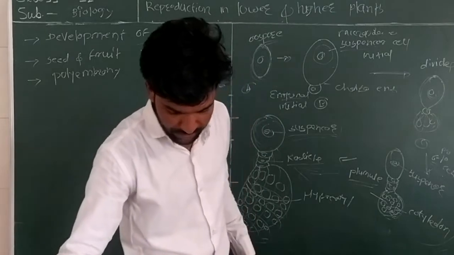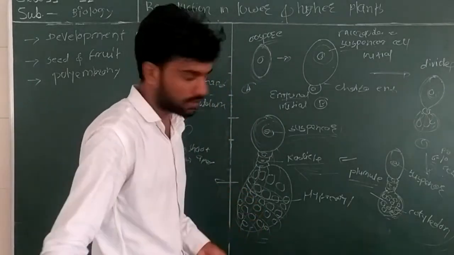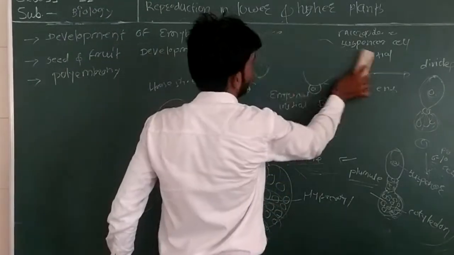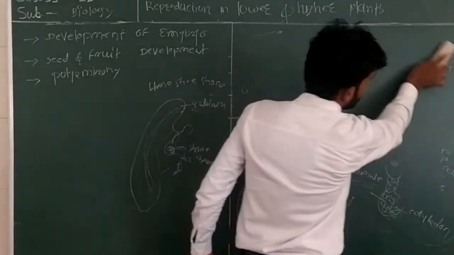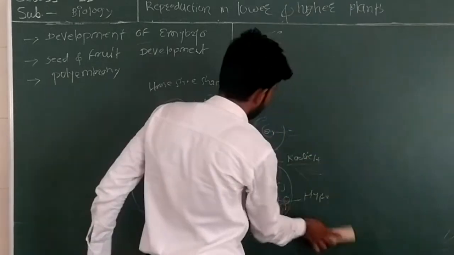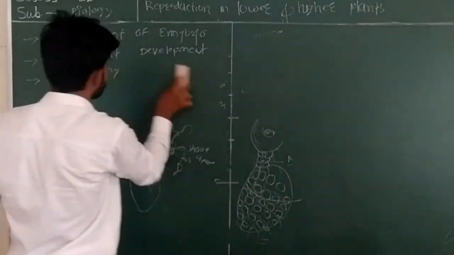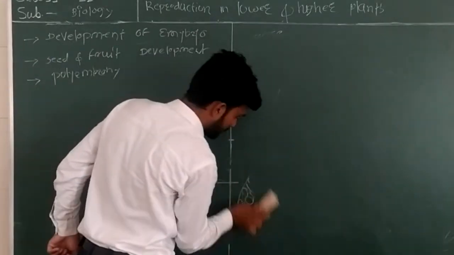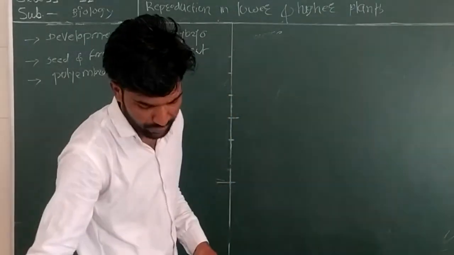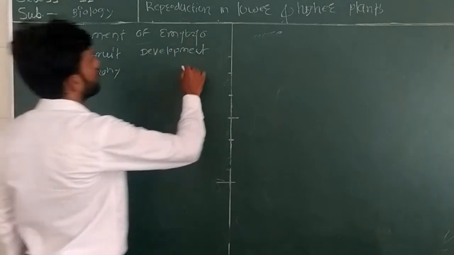Okay. Now we see about the types of embryo. There are two types: one is monocot and one is dicot. In a monocot there is a single cotyledon, and in a dicot there are two cotyledons, but the structure formed is about the same. Okay. Now next is seed and fruit development.